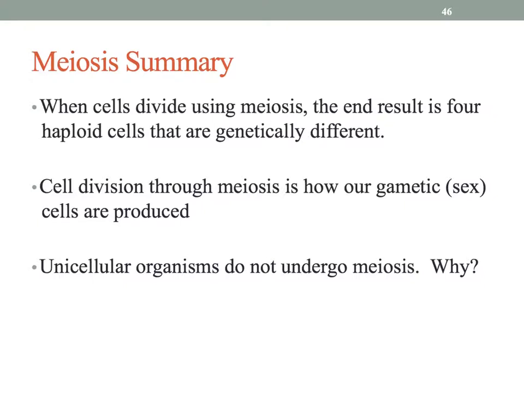So, meiosis summary: again, you're going to end up with 4 cells that are genetically different. They are genetically different because of crossing over. Unicellular organisms do not undergo meiosis, because remember, they're going to undergo mitosis, which is simply asexual reproduction. They don't have more than one cell in them, so they do not make sex cells. So meiosis, 2 nuclear divisions, creates 4 genetically different cells because of the process of crossing over.